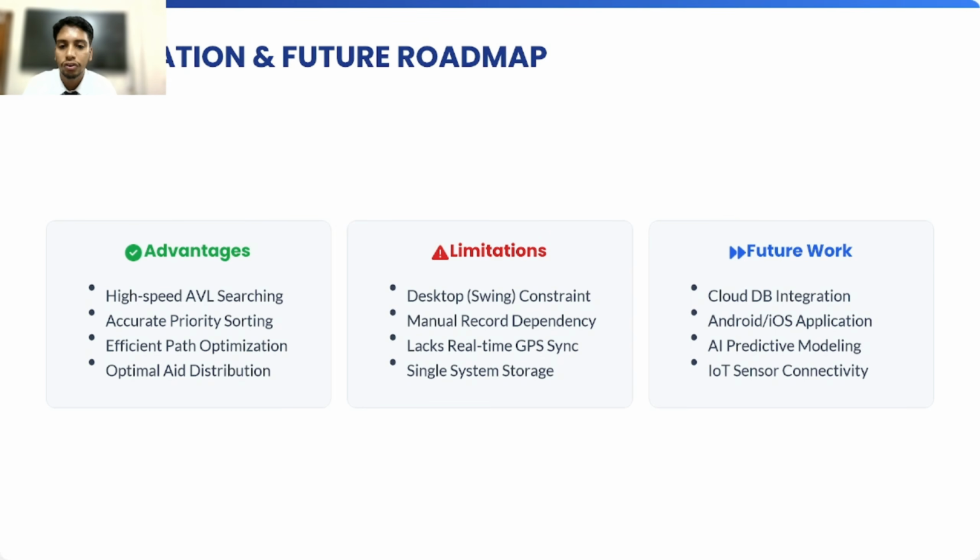This slide shows the evolution of our system and future plans. First, let me talk about the advantages. Our system provides high-speed searching using AVL, which makes data retrieval very fast. It also gives accurate priority sorting, so important tasks are handled fast. We have efficient path optimization, which helps to reduce time and resources.